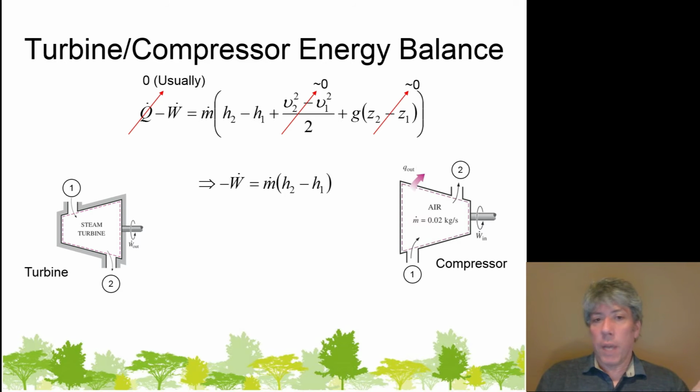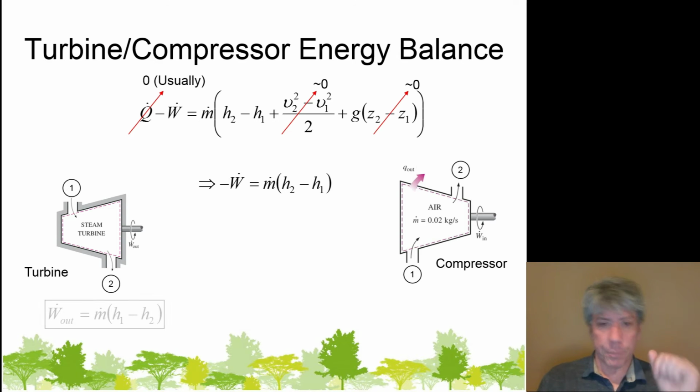And then what we end up with is that negative of power output in the form of work equals the mass flow rate of the substance, the fluid, typically a gas, flowing through the device, times the enthalpy change from inlet to exit, H2 minus H1. Remember, this is a delta, so it's final minus initial, and 2 is always the exiting state for these.